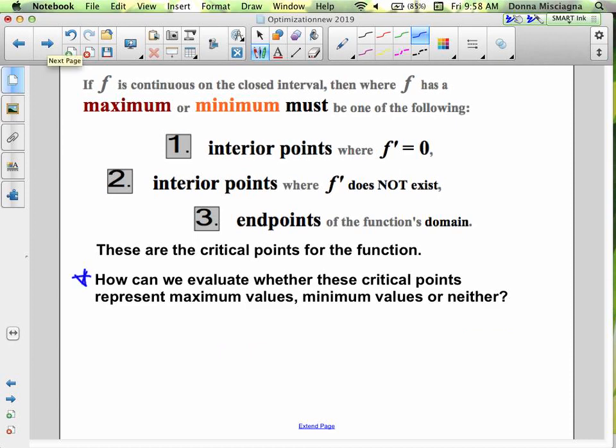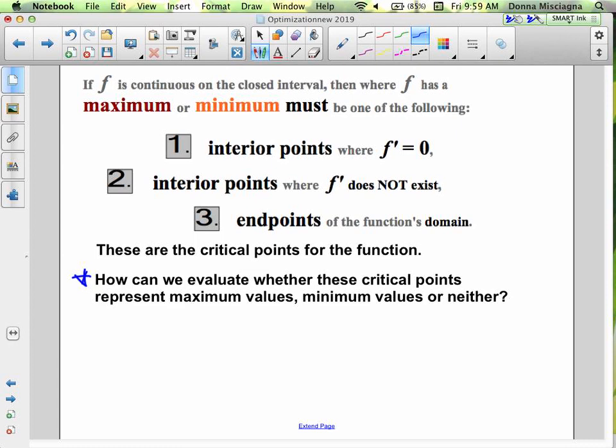All right, so if f is continuous on a closed interval, then f has a maximum or minimum, and it has to be one of the following. It has to be interior points where f prime is 0, interior points where f prime does not exist, or endpoints of the function's domain. These are the critical points for the function.